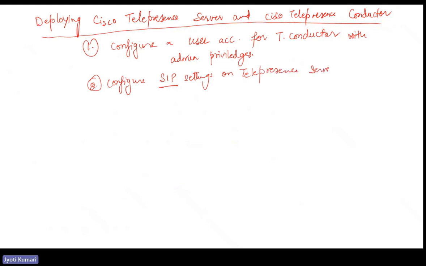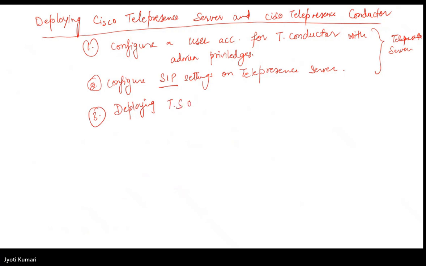So these are both the configurations which we do before the conductor can be accessed. This is done on the telepresence server to allow the conductor to be able to manage it. That is the telepresence server configuration.